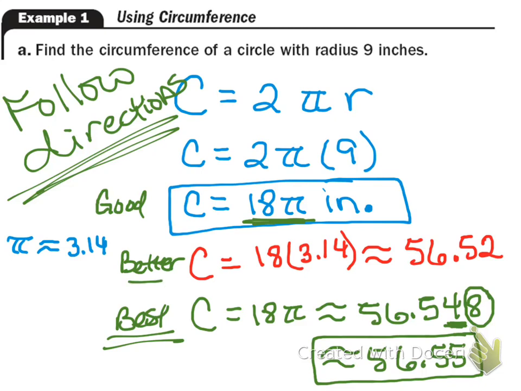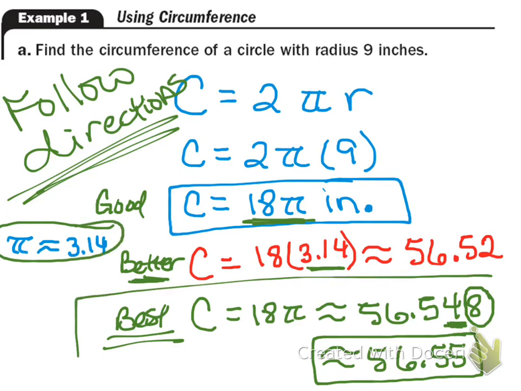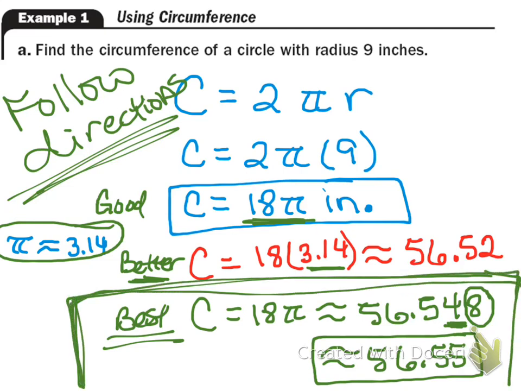I only want you to give me the better answer using 3.14 if the directions tell you to use the approximation 3.14 for pi. Most always, I want you to give me the best answer. This is the most exact answer. This is the best answer, and this is the one that I want you to give me the most of the time. So, when directions tell you to leave the answer in terms of pi, do this. When the directions tell you to use 3.14 for pi, do this. For all other instances, give the best answer and use the pi button on your calculator. Alright, let's look at another example.